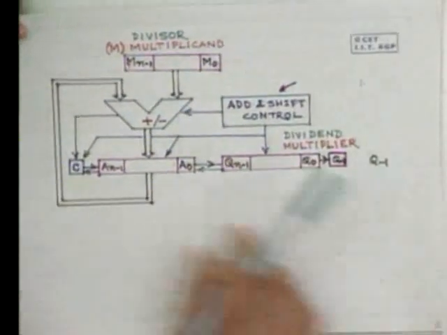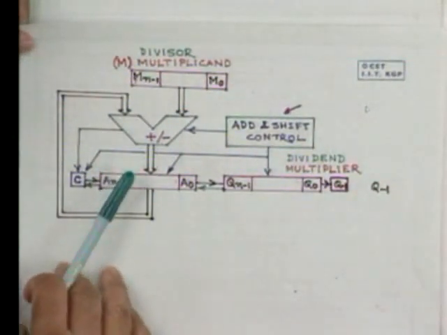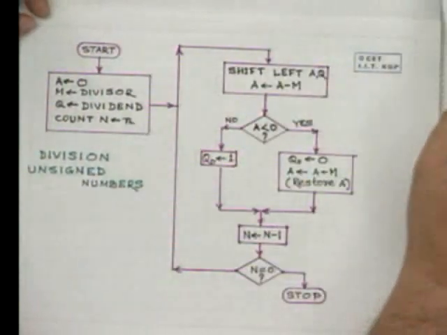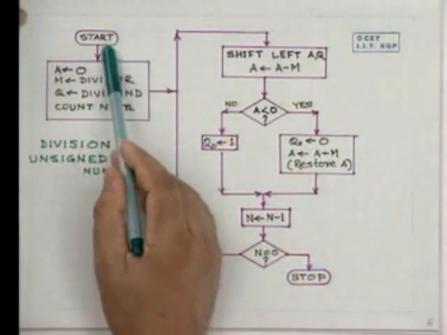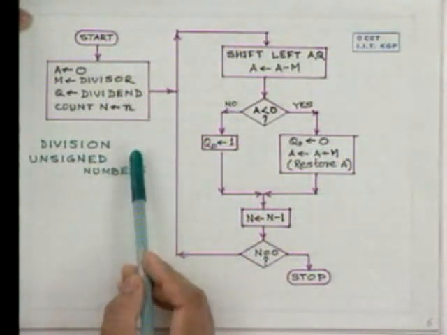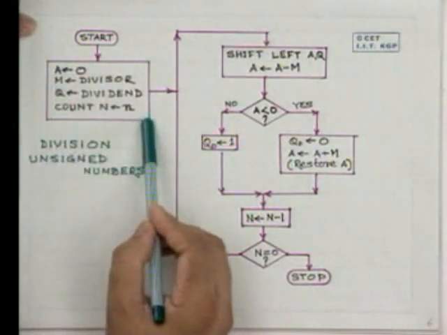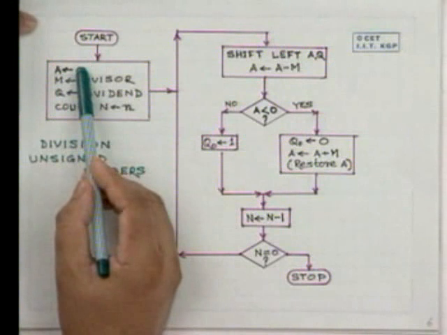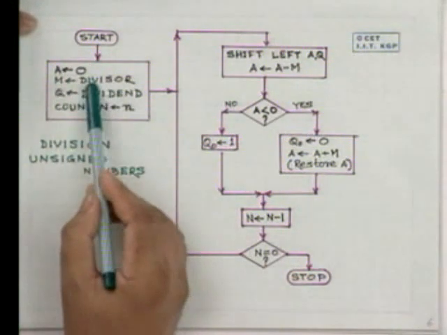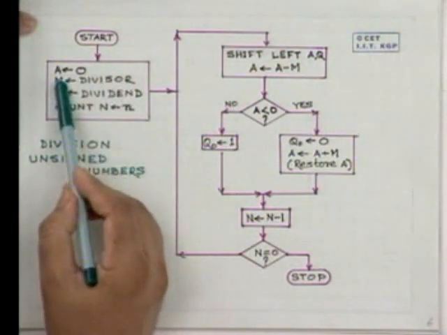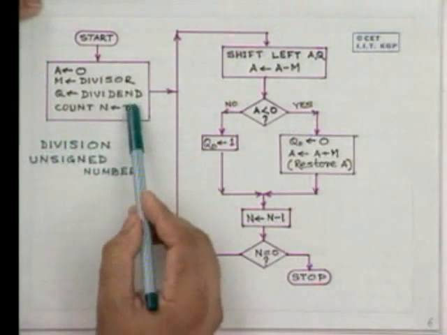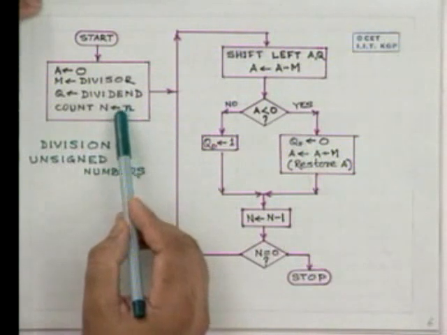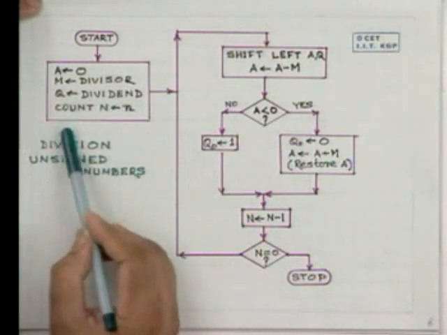Let us first see the algorithm that we will be using. We start by initializing. The A register is cleared. As I said, the divisor will be put into the M register, the dividend will be put into the Q register, and the number of bits will be put into the count N.